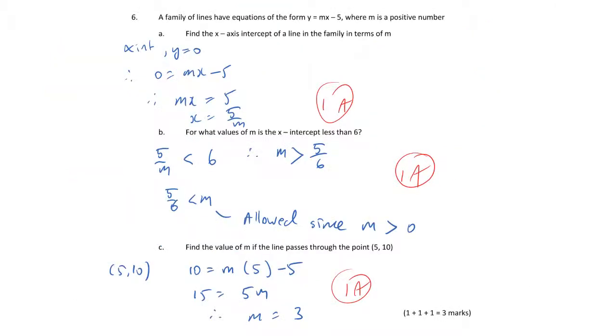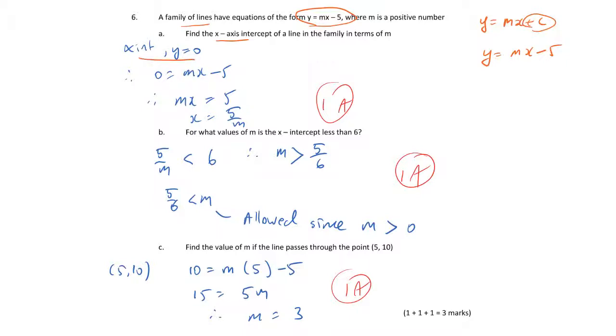Okay, so in this question we're talking about families of lines. The particular family that we're talking about here is the lines y equals mx minus 5. Now we understand that that's going to be a straight line because it's in the form y equals mx plus c. The difference being that we already know what the c is equal to, so we've got y equals mx minus 5. Now the first question says we've got to find the x-intercept.